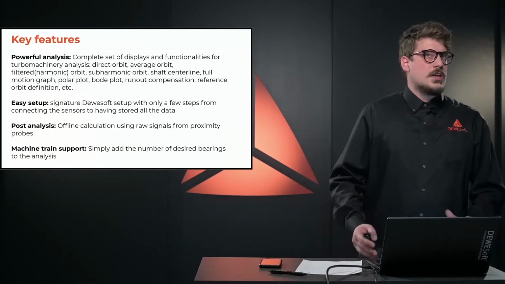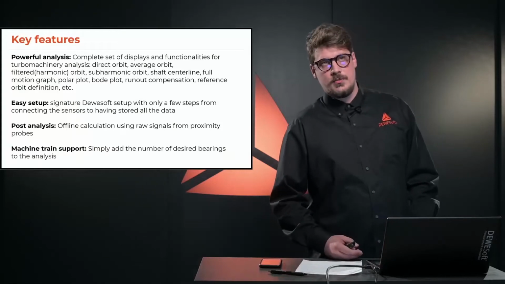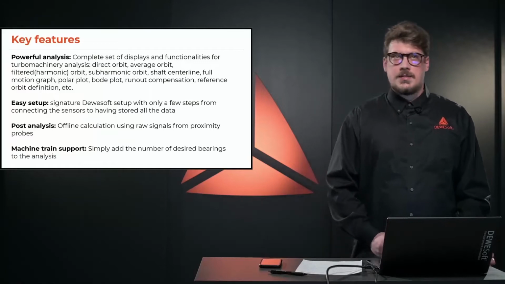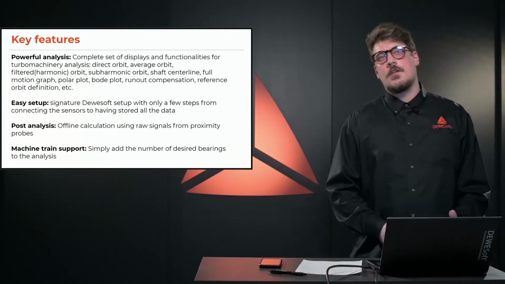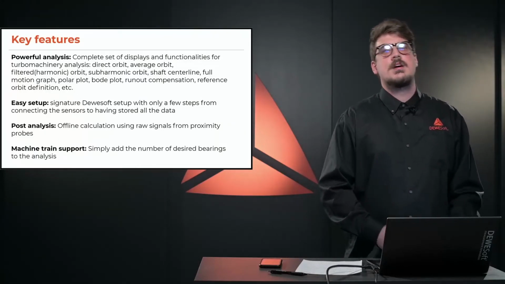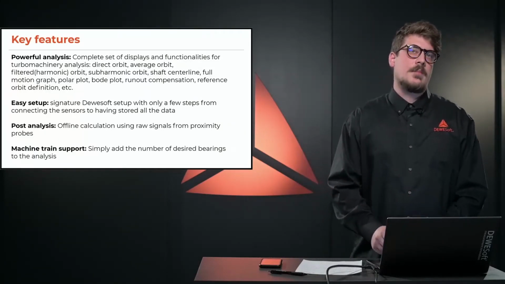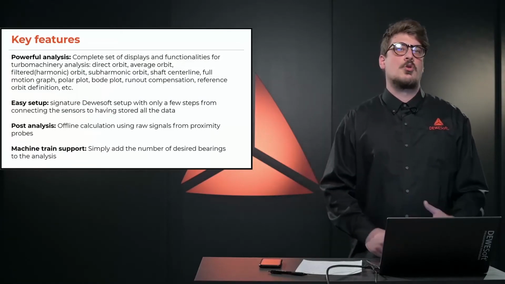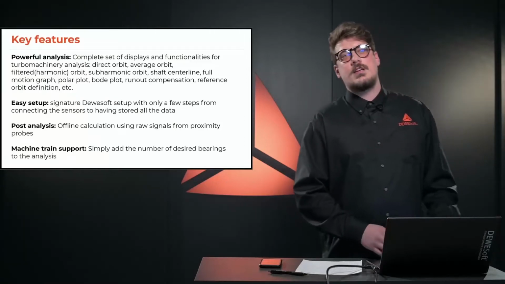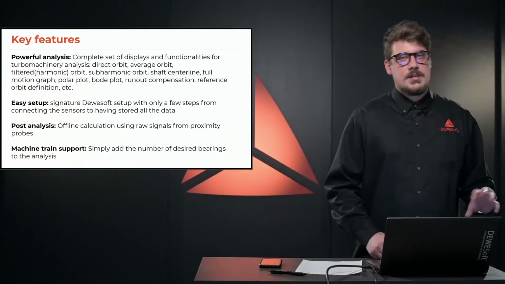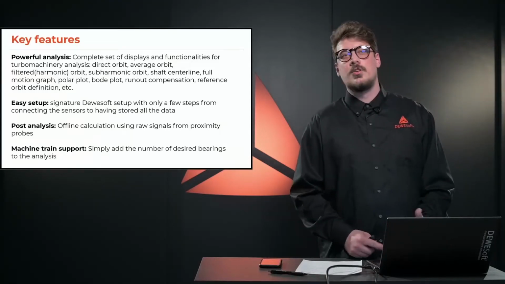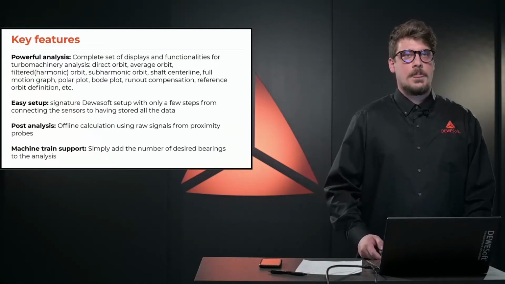What are some of the key features that we can offer to our customers? The first and most important thing is the powerful analysis. When it comes to orbit analysis, we offer a complete set of displays and functionalities for turbomachinery measurements. This means all of the typical parameters such as the direct orbit, averaged orbit, filtered orbits, subharmonic orbits, including shaft center line and typical displays that have been used in industry for years, such as the full motion graph, polar plot, bode plot, to list just a few.